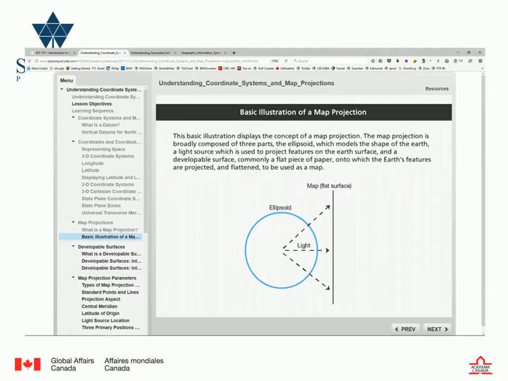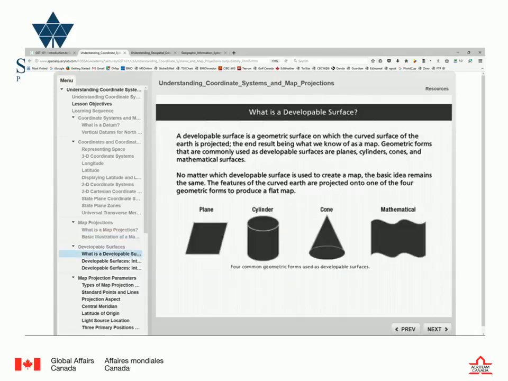So we need to project. This point goes to here, this point goes to here, this point goes to here. And that is what we call projection. And there are different kinds of projections. Okay, this is just a plane projection.